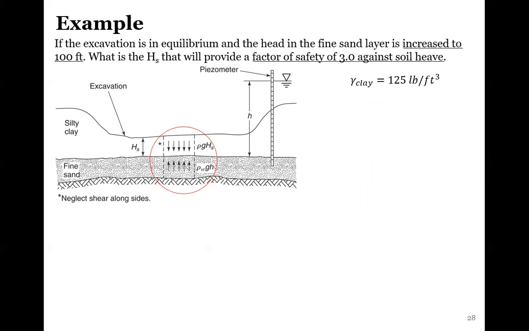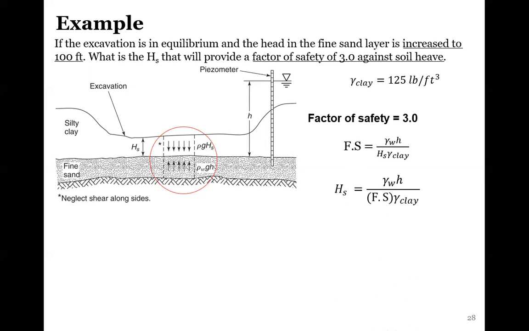So let's now use actual numbers. If the equilibrium is increased to 100 feet in the fine sand, so this is the pressure head of water, what is the HS, what is the height of the soil that will provide a factor of safety of 3 against soil heave? We're given the unit weight of soil here. So factor of safety of 3 means the factor of safety is equal to this from the previous slide.